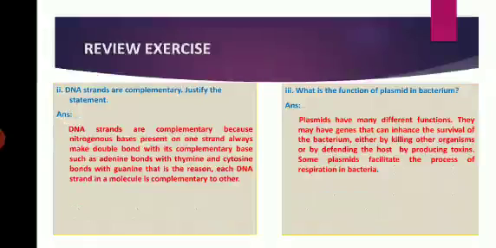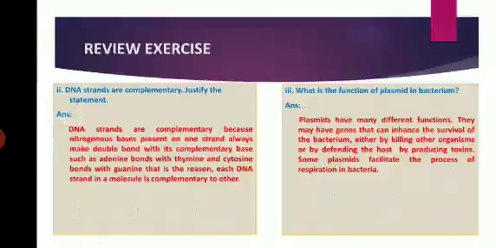Okay class, all of you know that each strand of DNA is a collection of nucleotides, that is nitrogenous bases, sugar and phosphate groups, and there are 4 nitrogenous bases: adenine nucleotide, thymine nucleotide, cytosine nucleotide and guanine nucleotide. Now what happens, the DNA strands are complementary because nitrogenous bases present on one strand always make a double bond with their complementary base. For example, adenine bonds with thymine and cytosine bonds with guanine. That is the reason each DNA strand in a molecule is complementary to the other.